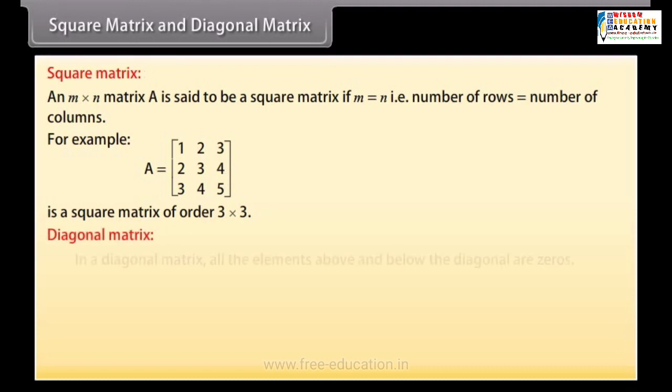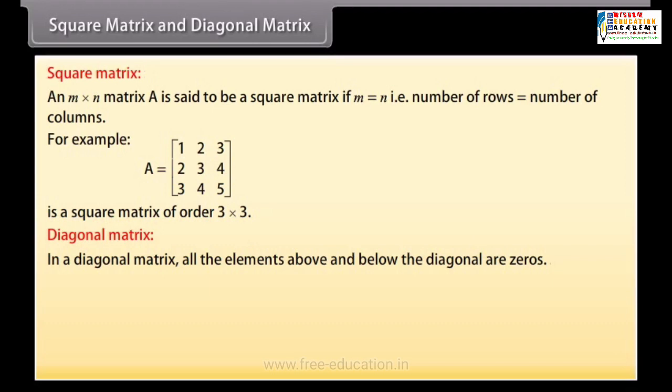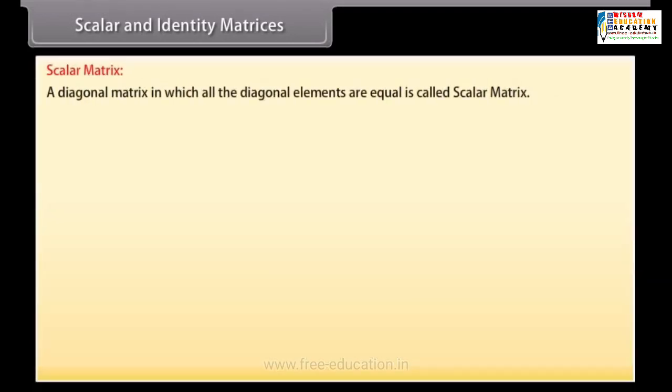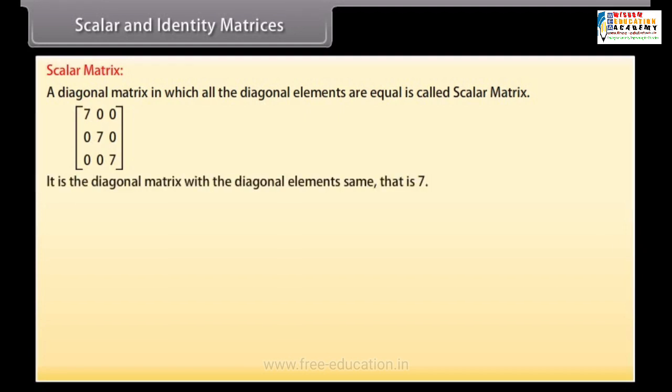Diagonal matrix. In a diagonal matrix, all the elements above and below the diagonal are zeros. For example, B is a diagonal matrix. Scalar and identity matrix. Scalar matrix. A diagonal matrix in which all the diagonal elements are equal is called scalar matrix. Look at this matrix. It is the diagonal matrix with the diagonal elements same, that is 7. Therefore, it is a scalar matrix.